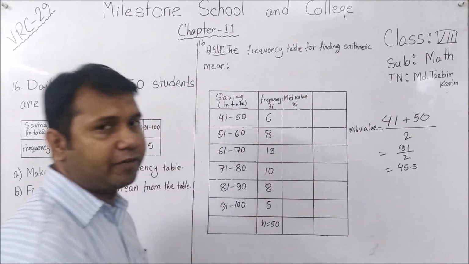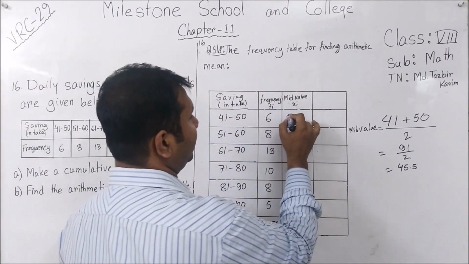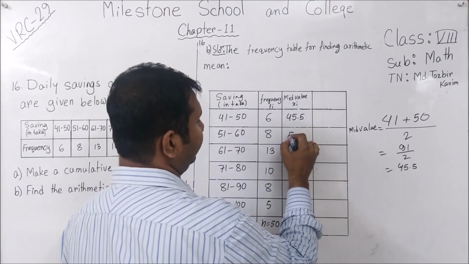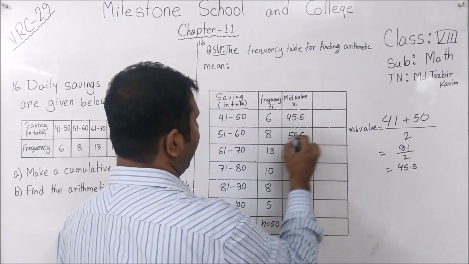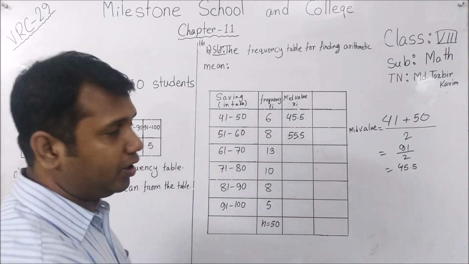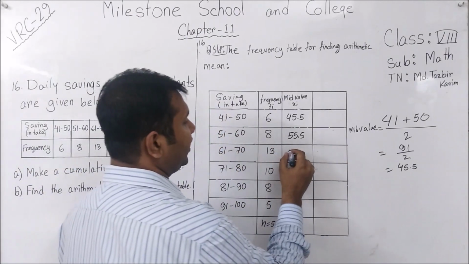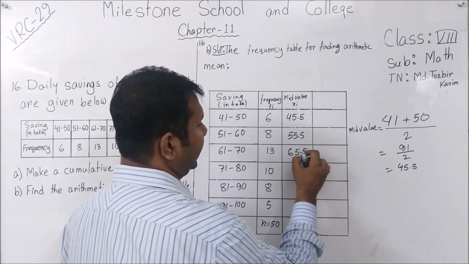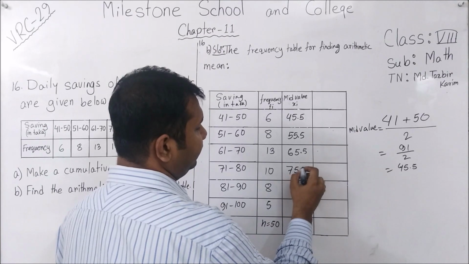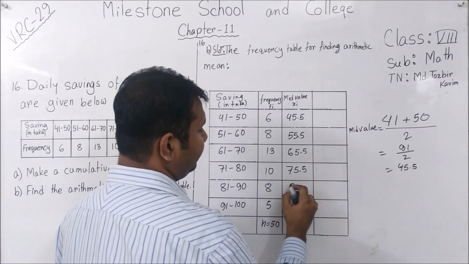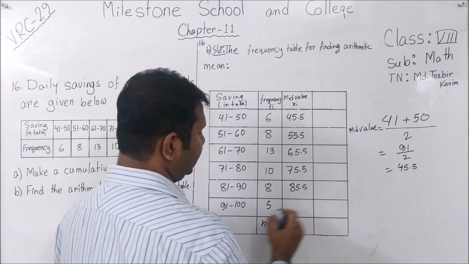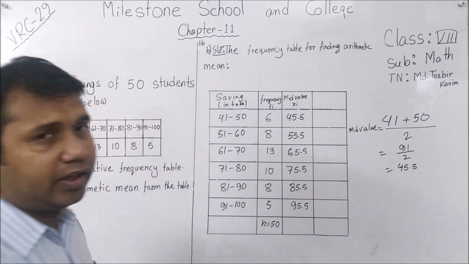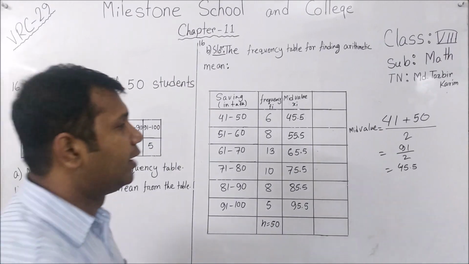You can use a calculator for finding. So this one is 45.5. Then the next one is 55.5. You add 51 and 60 and divide by 2. Then 65.5. Then 75.5. Then 85.5. Then 95.5. If you add and divide by 2, you will get the mean value.